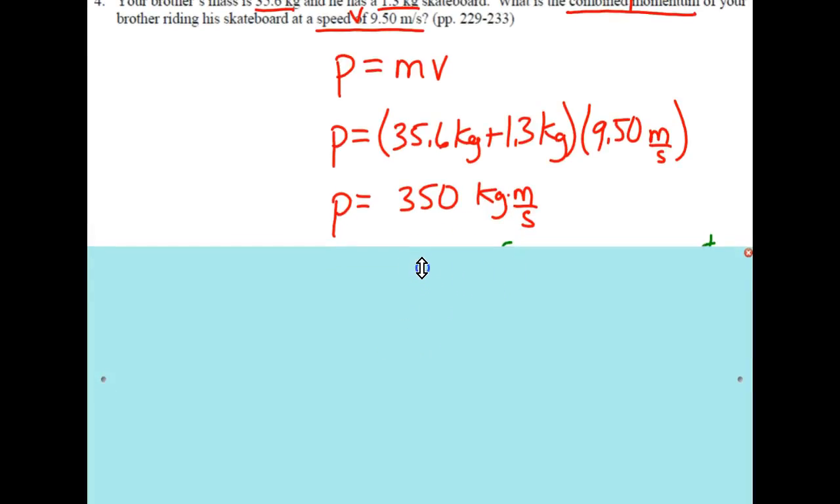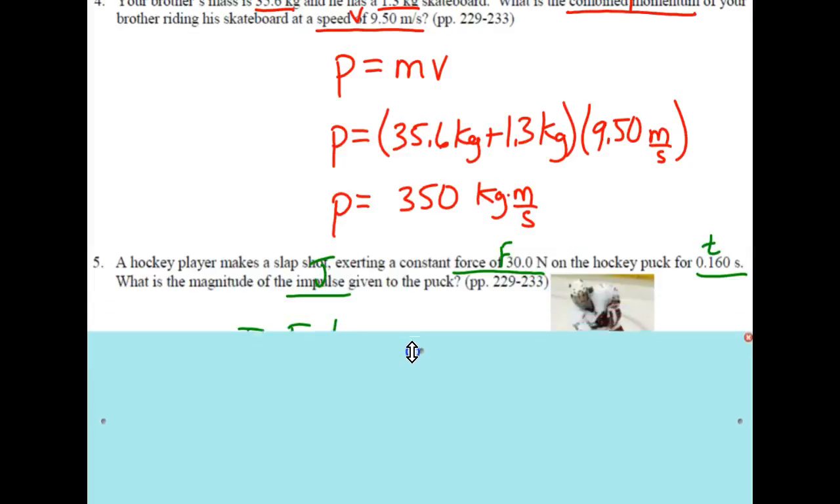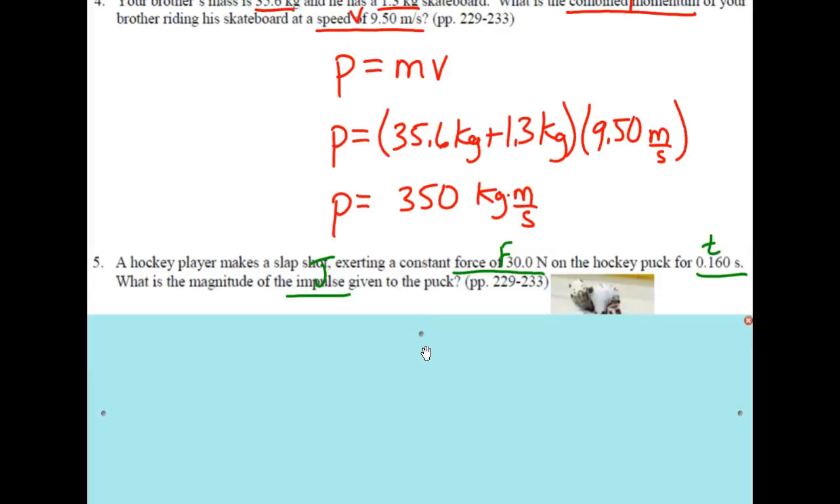Lastly, number 5. We have a hockey player who makes a slap shot exerting a force of 30 newtons, F, on the hockey puck for 0.160 seconds, so that's time. And what is the magnitude of the impulse? And the symbol for that is capital J, given to the puck.